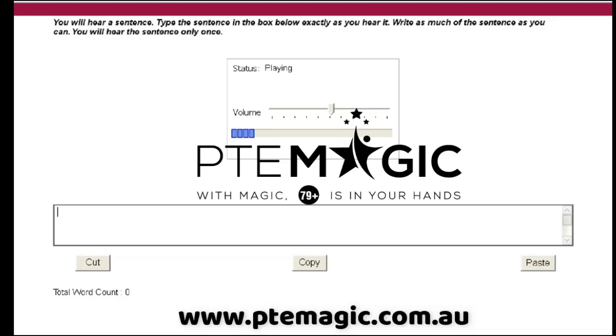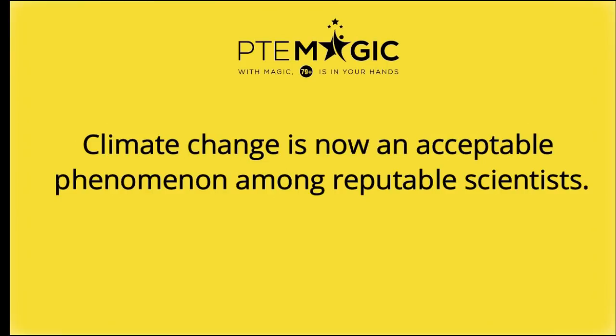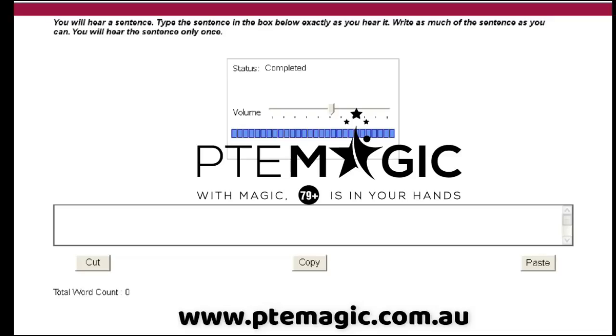Climate change is now an acceptable phenomenon among reputable scientists.